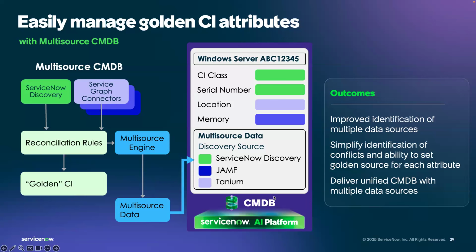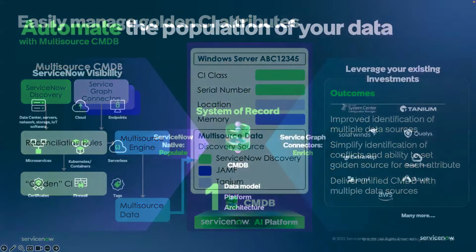And then if there are any type of data discrepancies, we have the ability inside the CMDB workspace to identify where those discrepancies are, and you can go out and determine which one is the best one to create that golden CI, right?